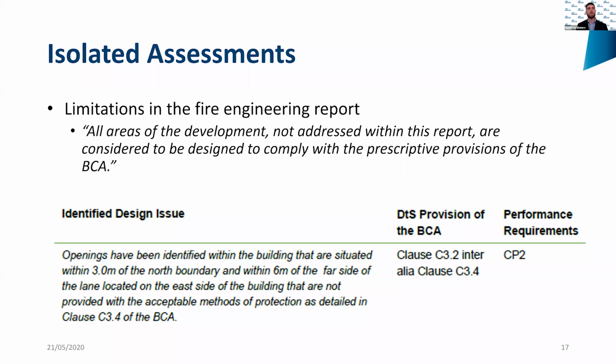So in this fire engineering report, it contained these limitations that everything not considered in the FER was designed to comply with the DTS provisions, basically. They've identified some departures, which was clause C3.2, so protection of openings. So it had some openings in a wall that was required to have an FRL and it was unprotected. So it wasn't protected in accordance with clause C3.4.